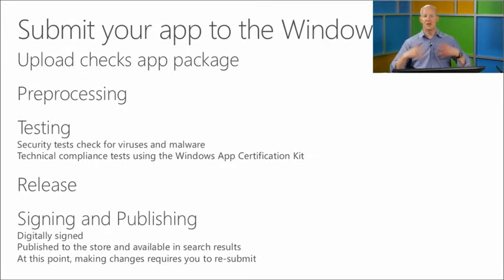Okay? And then when you're ready to submit, you'll upload your app package through the publication process. It'll go through some pre-processing steps to scan it for viruses and make sure it's all clean and ready to go. It'll go through some tests like security tests and performance tests, again using the same tests that you can pre-run using the Windows App Certification Kit. And then it's ready for release, and it goes through the release process where it'll be signed and published and ready for the store.